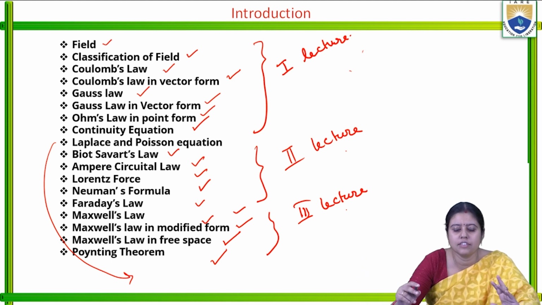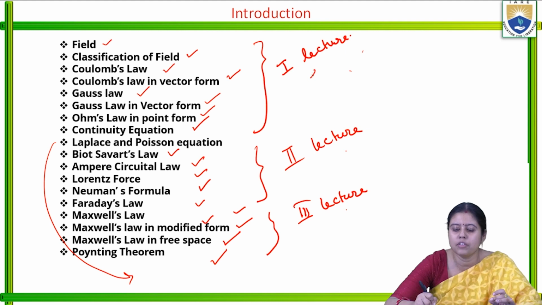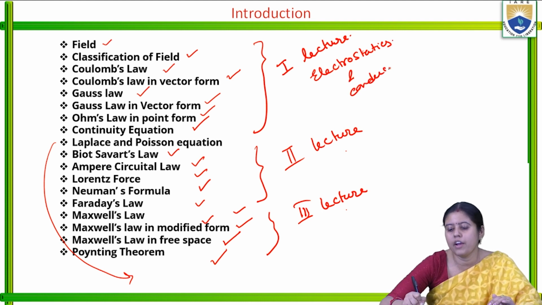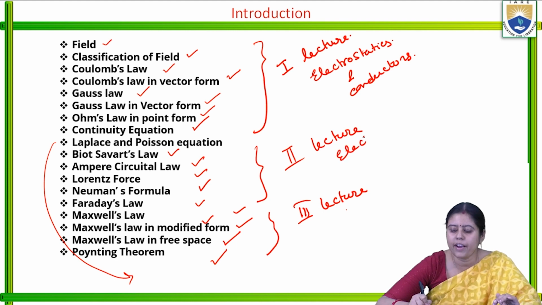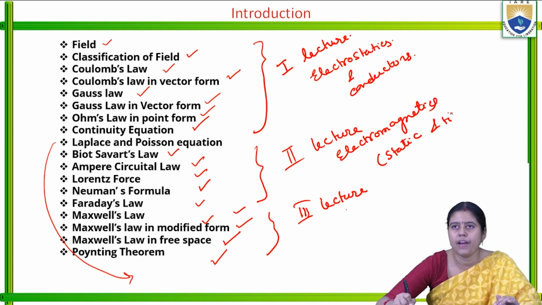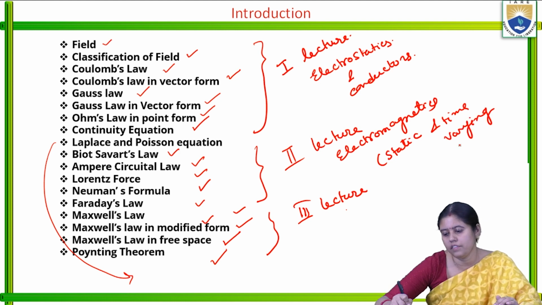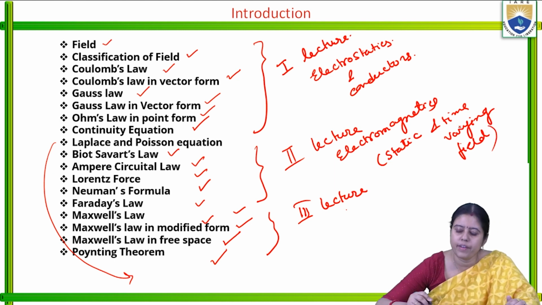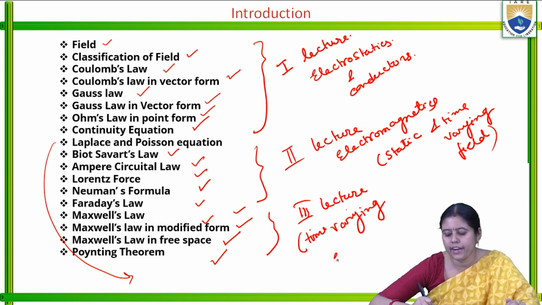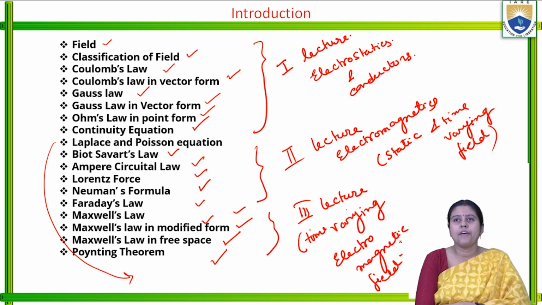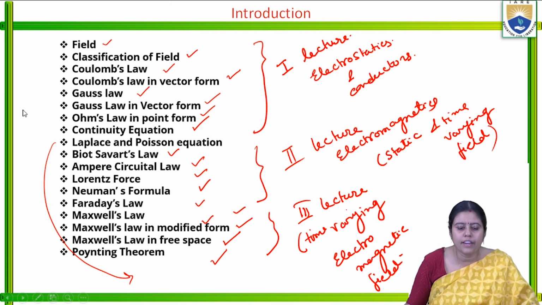Today we have already discussed the basics, and the first lecture covered electrostatics, conductors and the behavior of conductors. The second lecture is basically electromagnetics for the static field and time varying field. My third lecture is totally based on the time varying electromagnetic field. So I will discuss the three lectures. The third lecture is basically on the electromagnetic field. So this is my today's lecture.